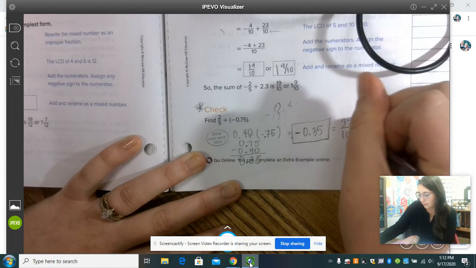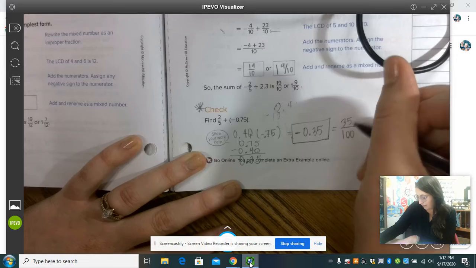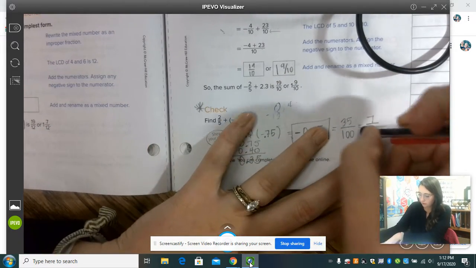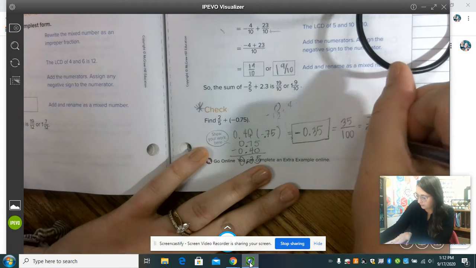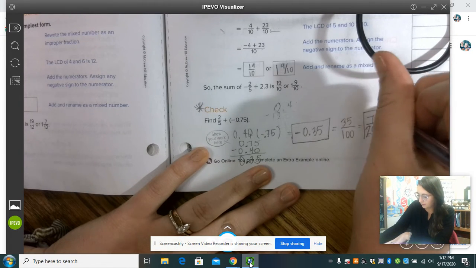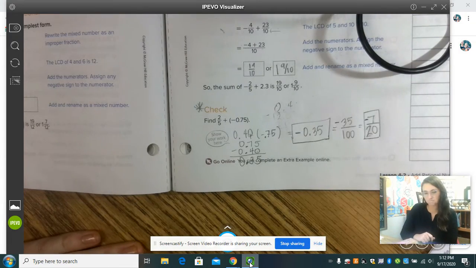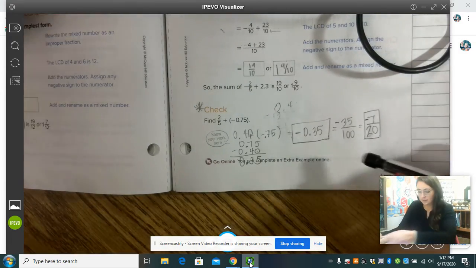hundredths. And I can simplify that by 5. And it would be 7, not 50ths, 20ths. And it would also be negative. Okay? All right. Let's go to example 6.